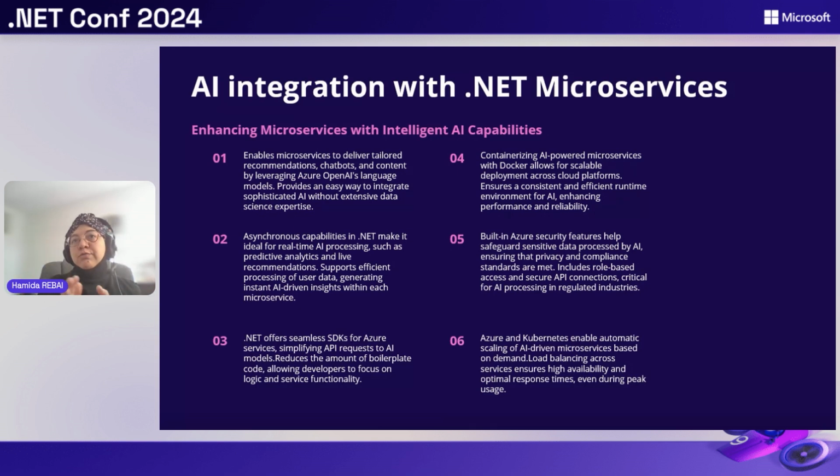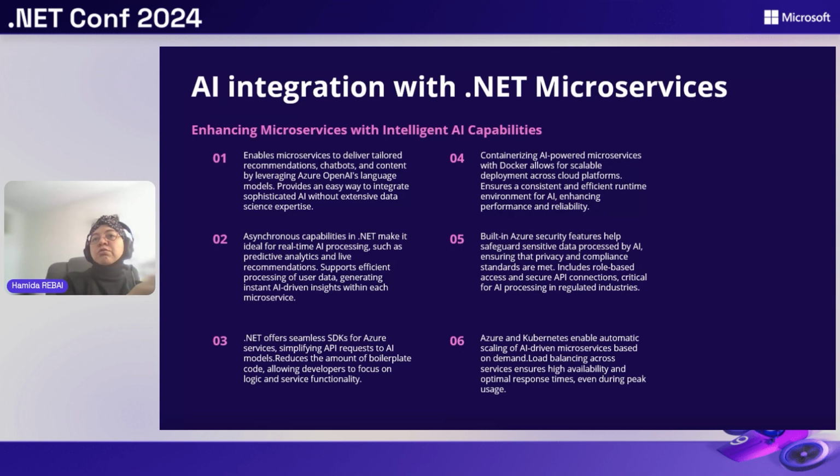And we know that we have built-in Azure security features. It allows us to safeguard sensitive data processed by AI, which means that we are able to ensure that privacy and compliance standards are met. We also have role-based access and secure API connections, critical for AI processing in regulated industries.